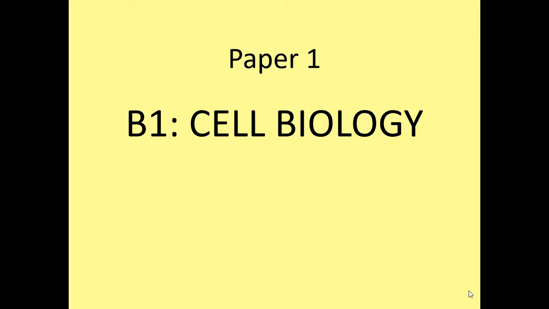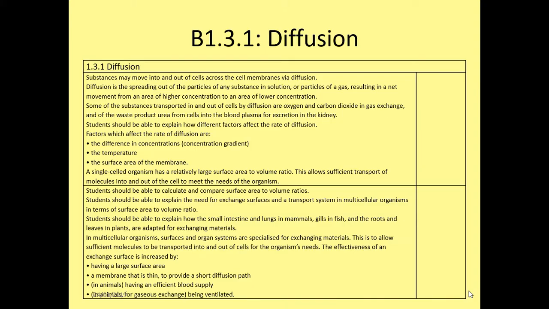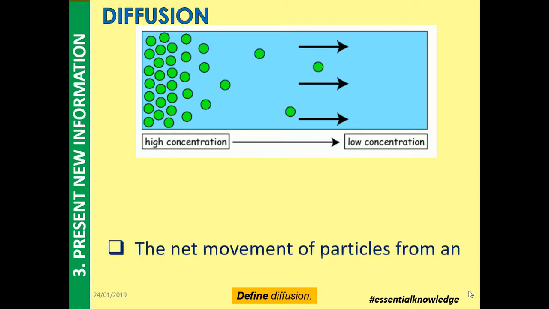This is a video from the topic B1 cell biology, looking at transport in cells. We're looking at movement of molecules, and we're looking at diffusion and examples of diffusion. So the definition of diffusion is movement of molecules. They could be gas or liquid molecules moving from a high concentration to low concentration.